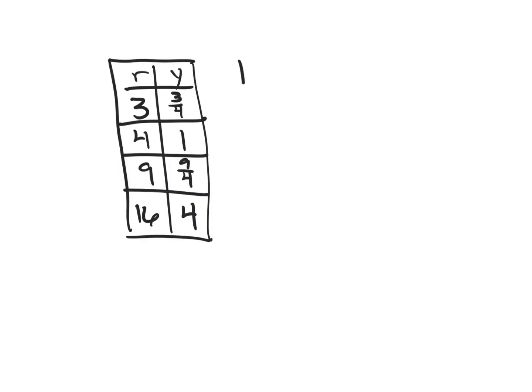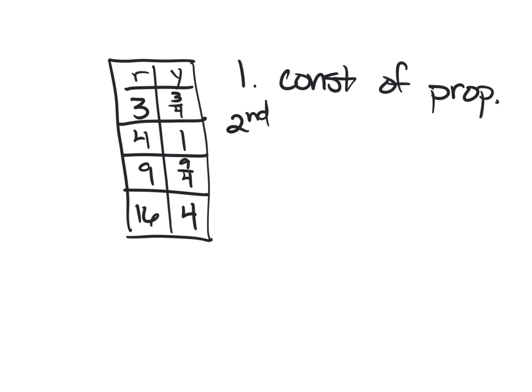Question number 1 says that this table shows a proportional relationship between R and Y. We first need to come up with a constant of proportionality. To do that, remember we go second column divided by first column. We can pick any row. The row I would pick is a row without fractions, so I'm going to pick this second row. The number in the second column is 1 divided by 4. I would leave it as a fraction. So on the first one, the constant of proportionality, you can just type it in like that, 1 over 4.